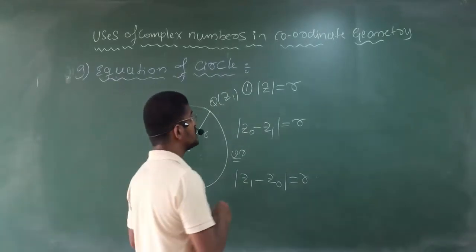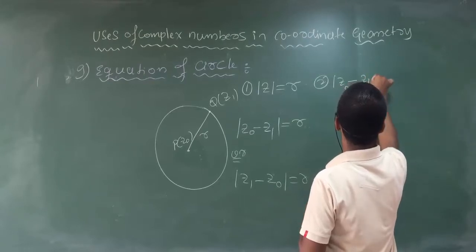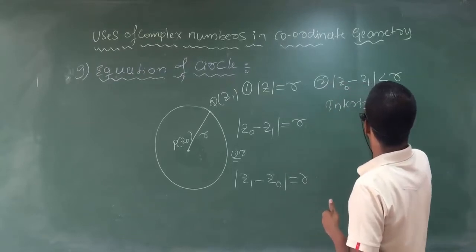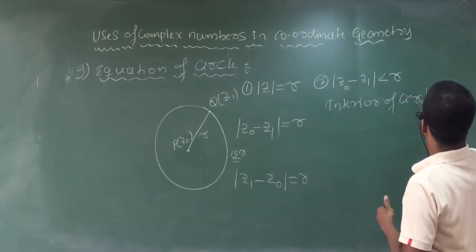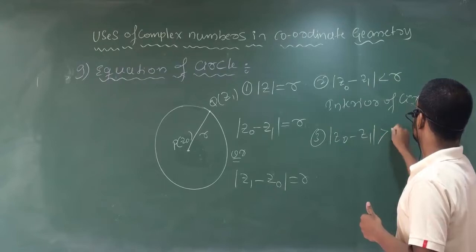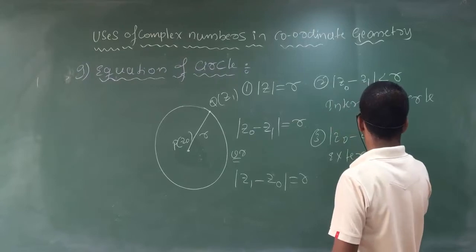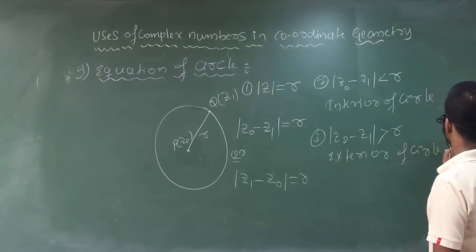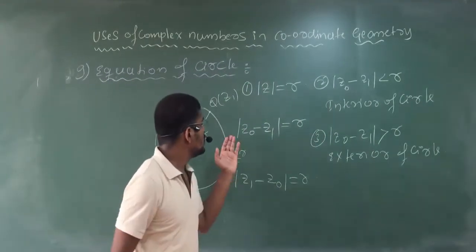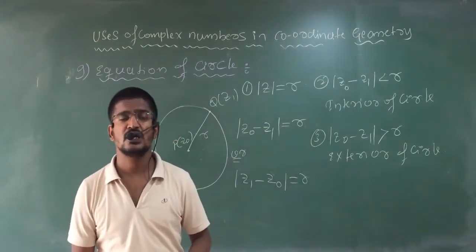Clear? Second one is mod of Z minus Z0 lesser than R, which indicates the interior of the circle. Next, third one, mod of Z minus Z0 greater than R is the exterior of the circle. That means the equation of circle is mod of Z0 minus Z1 equal to R. Otherwise you can write it as mod of Z1 minus Z0 equal to R.